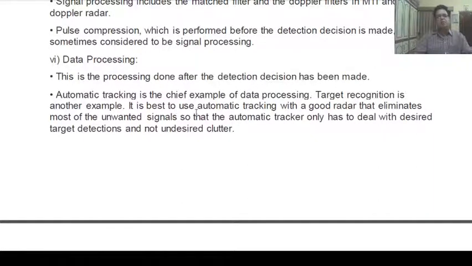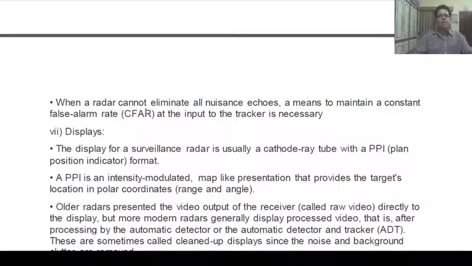It is best to use automatic tracking with a good radar that eliminates most of the unwanted signals, so that the automatic tracker only has to deal with desired target detections and not undesirable clutter. When a radar cannot eliminate all nuisance echoes, a means to maintain a constant false alarm rate, CFAR, at the input to the tracker is necessary.